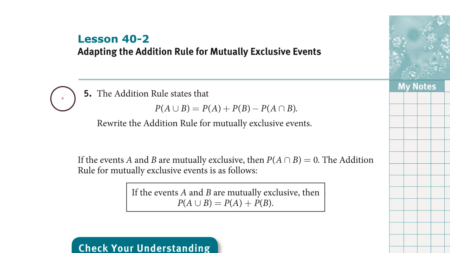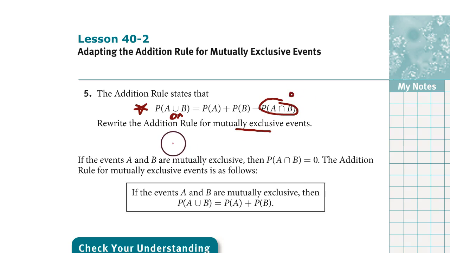Now go to the next page and take a look at number 5, which shows the addition rule from the previous lesson. Here's that rule that we used in the last lesson. The probability of A or B happening can be found by taking the probability of A, adding the probability of B, and subtracting the probability of A and B. But if A and B are mutually exclusive, this part is 0. We just did a question where we had that.